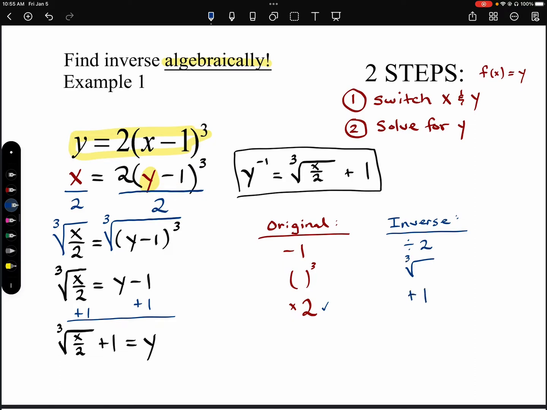And if you go back and look at what we did, the first thing we did when we were solving our new equation is we divided by 2 on both sides. So there was that one. And then we took the cube root of each side. You see that? And then we ended up adding 1 at the end. So you see how those steps relate to solving it algebraically.